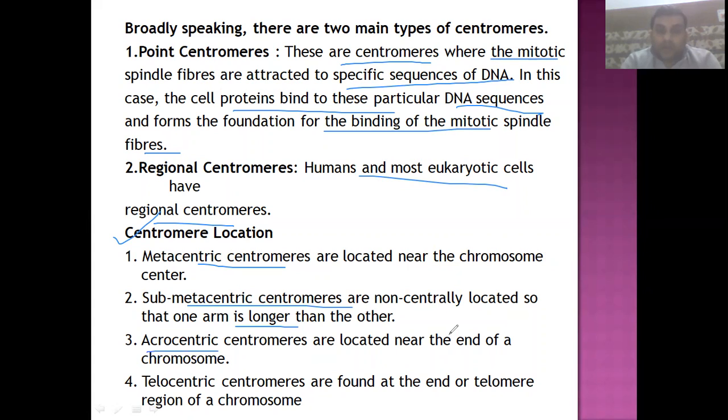Then acrocentric chromosomes have the centromere located near the end of the chromosome; it is not terminal, but near the terminal. That is called acrocentric. Then we have the telocentric centromere. These are found at the end of the telomere region. These are again different types of chromosome depending upon the location of the centromere.